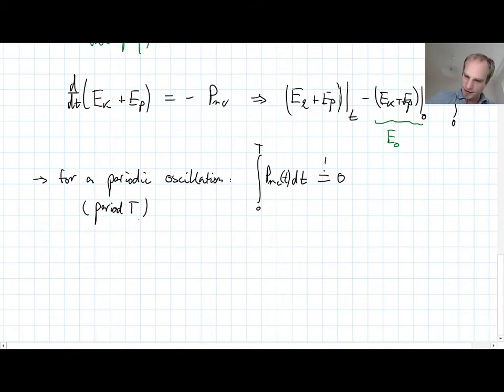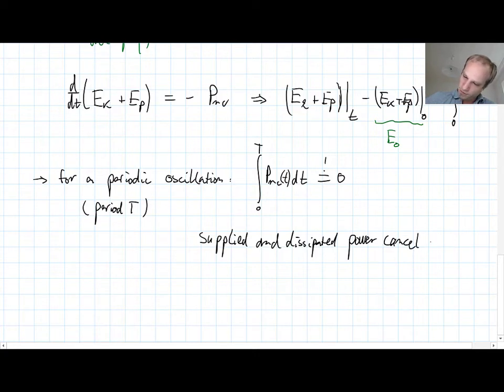So we can say that supplied and dissipated power cancel in average. In average, because this integral just determines the average value of this power, actually multiplied by the period length. If we were to determine the actual average value, we would divide also by T, but if it's 0, it doesn't matter. So this requirement says that supplied and dissipated power cancel in average.